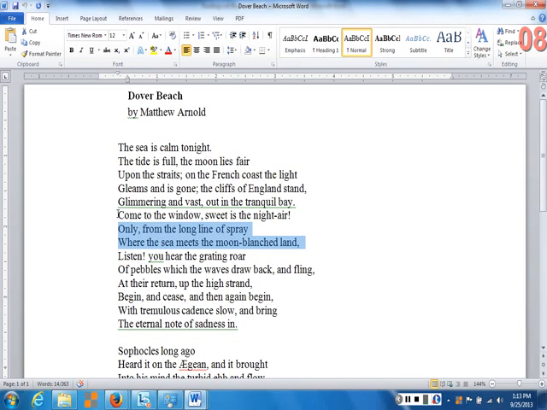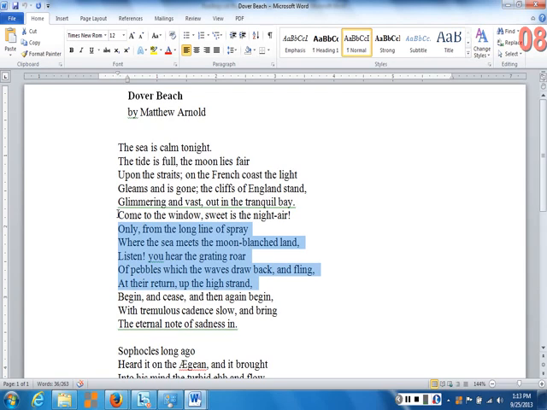Okay, and then he says, "Listen." Again, the imperative. He's telling whoever it is he's talking to, listen to something. Now we're going from what we can see to what we can hear. What can we hear? "The grating roar of pebbles which the waves draw back, and fling, at their return, up the high strand." So he's describing the sound of the waves now on the beach.